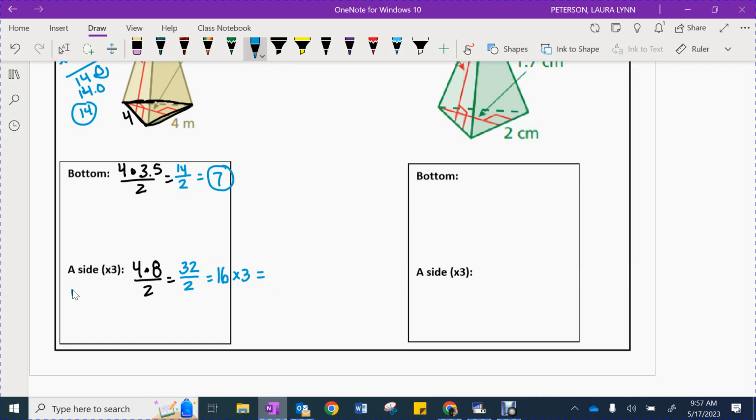If you're not sure what that is, you can write that one out. 3 times 6 is 18. Carry your 1. 3 times 1 is 3 plus 1 is 4. Remember, we now add. So final answer is 7 plus 48. 7 plus 8 is 15. Carry your 1. 1 plus 4 is 5. Our units were meters squared. That's your answer.